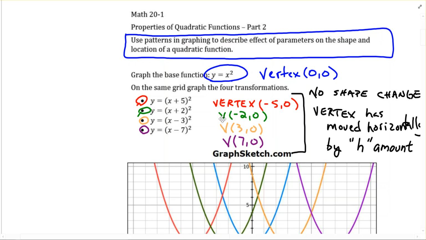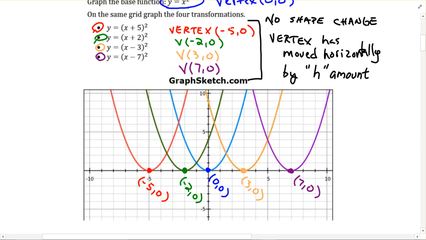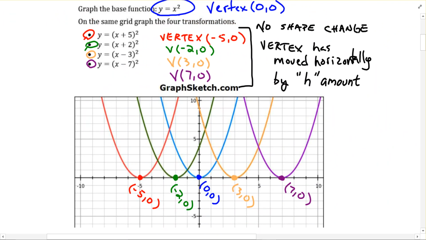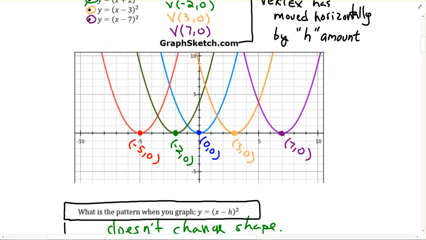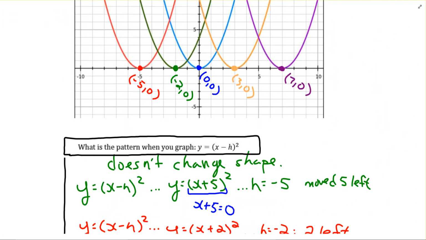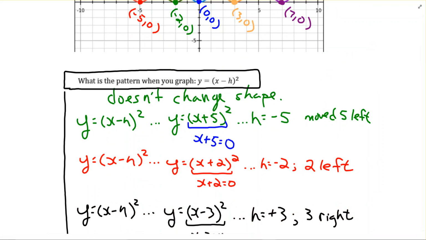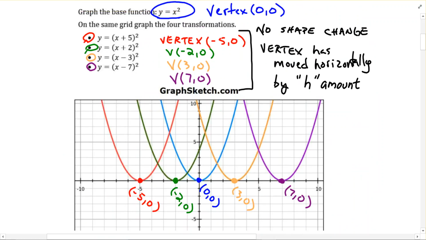Okay, vertex form. So you guys should have gotten something that looked like this when you graphed all these things in different colors, right? And we should have noticed that changing the h value, that's how much it's going to move along the x-axis, just in the x direction, right? So one thing to notice here, though, is when you graphed x plus 5, the one in red over here.